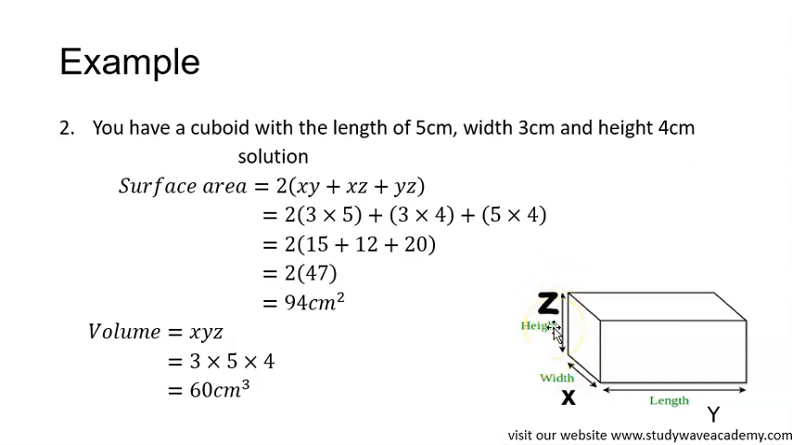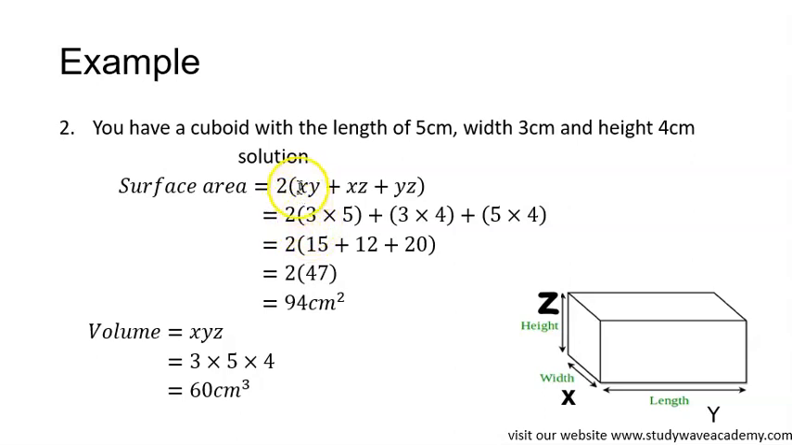So to calculate the surface area of a cuboid, the formula is width times length plus width times height plus length times height, right? And we labeled our parts. I used X, Y, Z. You can use any letter you want. So we have 2 bracket XY plus XZ plus YZ bracket close. So we input our numbers into this formula.